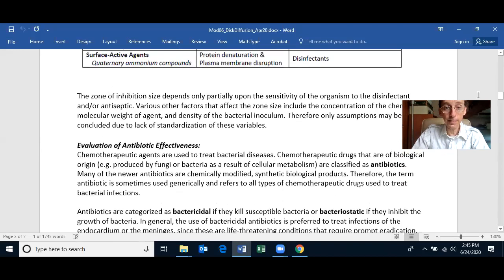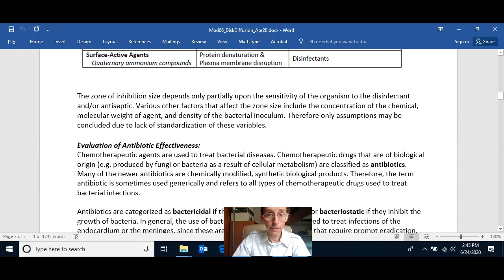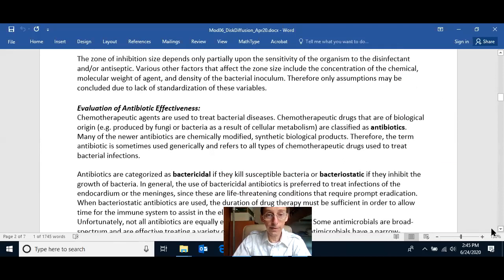Because of the fact that the agent is diffusing through the agar, when we do a test like that, you have to standardize a lot of the variables so that you will get similar results each time you do the test. Any question about that?